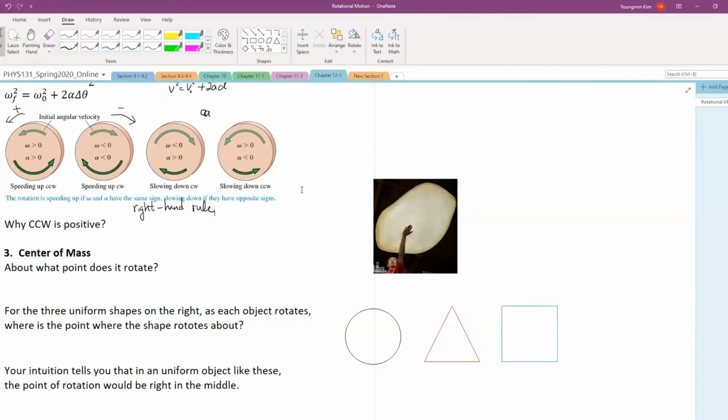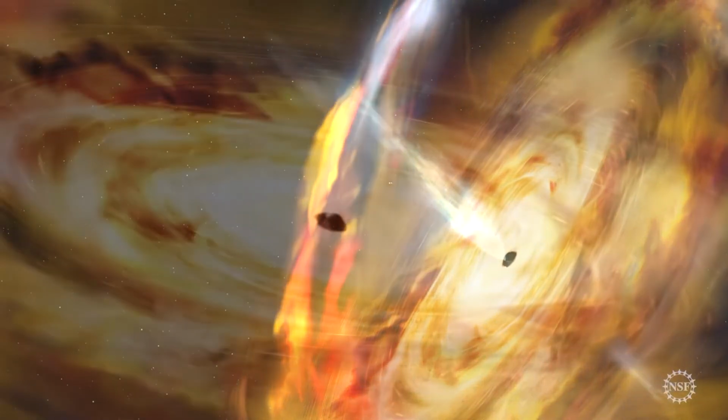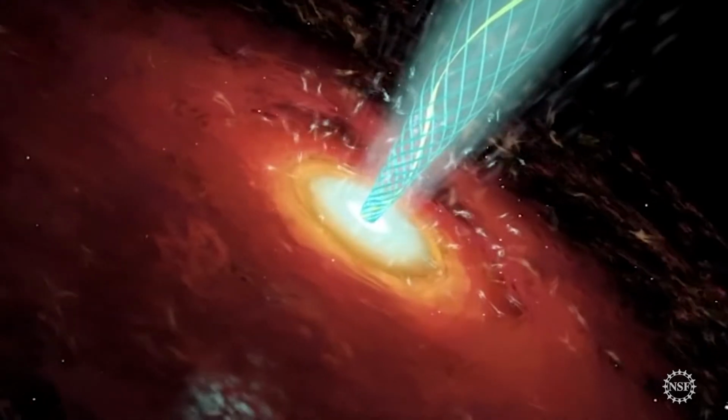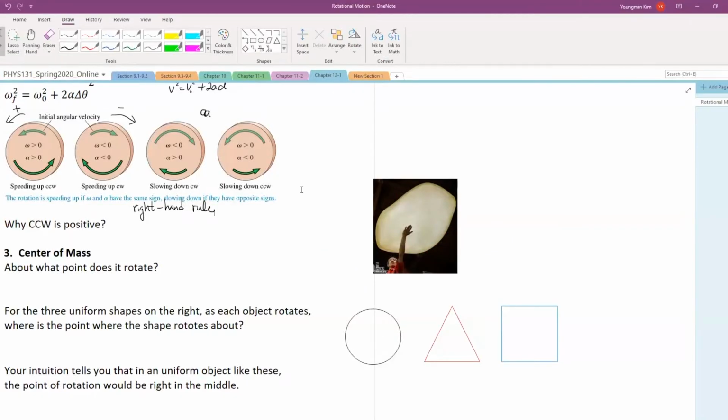And the answer is yes. Remember that for every rotation, there exists a point where everything else will rotate about that point. For example, consider the 3 uniform shapes that you see on the right-hand side here. You have the circle, you have the equilateral triangle, and squares.